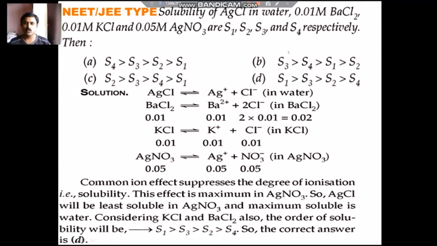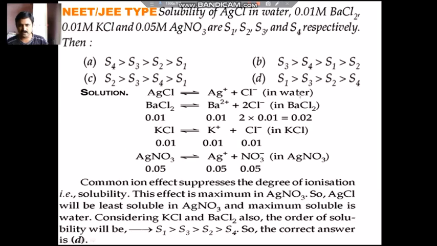So in water its solubility is considered as S1. Silver chloride solubility in barium chloride is considered as S2. Potassium chloride solubility is considered as S3. So we have to check the order of the solubility of silver chloride in these substances.